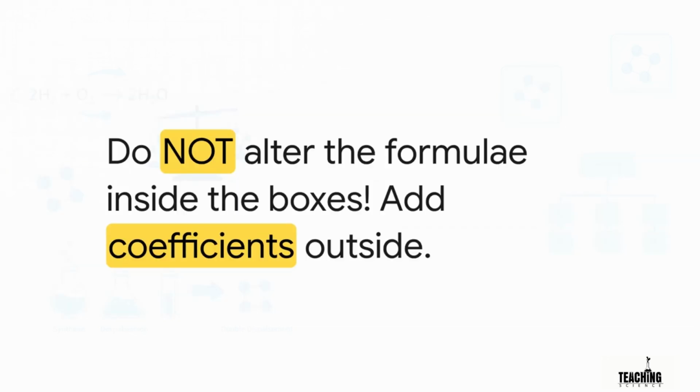Wait, before we move on, I have to highlight a really crucial exam tip. This is literally where students lose marks every single year. When you draw those boxes around the chemical formulas, you have to treat them as impenetrable brick walls. Do not alter anything inside the boxes. You can only balance the equation by placing whole numbers, coefficients, on the outside of the boxes. Never ever change H2O into H2O4 just to balance your oxygen. You'd be turning water into a completely different, probably toxic chemical.